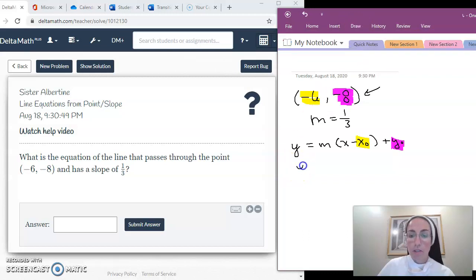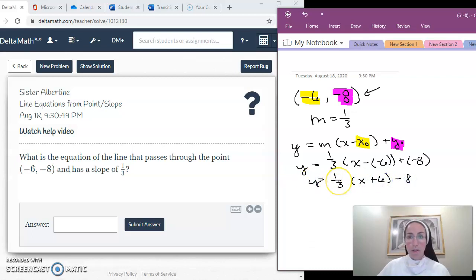So all we have to do is plug in our slope, which is 1/3, and the x-coordinate, which is -6. Note there's a minus -6, plus a -8. And then we can simplify: y = 1/3(x + 6) - 8. And this, voila, is in point-slope form.